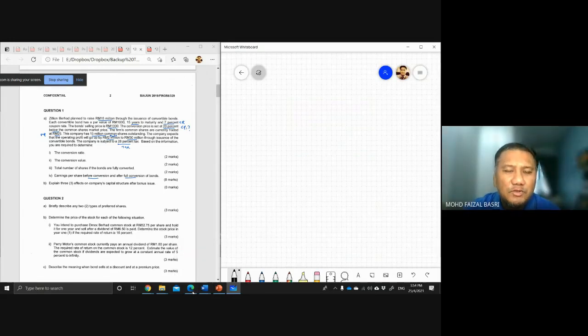So for this question in June 2019, question 1.1, it's about conversion ratio. But to find conversion ratio, we need to know the conversion price. So I highlighted here, we don't know the conversion price from the question, but set here, the conversion price is set at 20% below the common shares market price. So nak check conversion price first. It's 25 ringgit is the current price, and we multiply with 1 minus 20% because it's below 20%. So 25, it's 20 ringgit. So the conversion price is 20 ringgit.